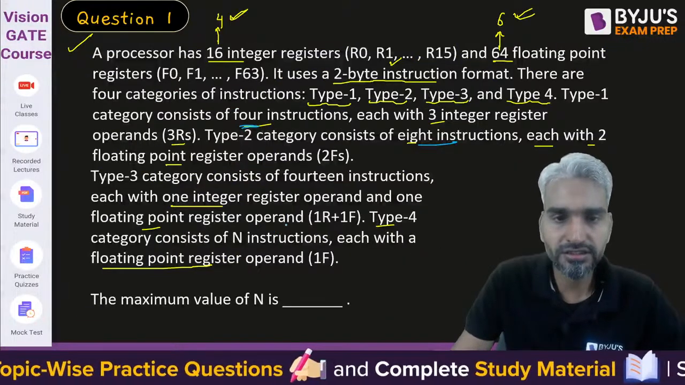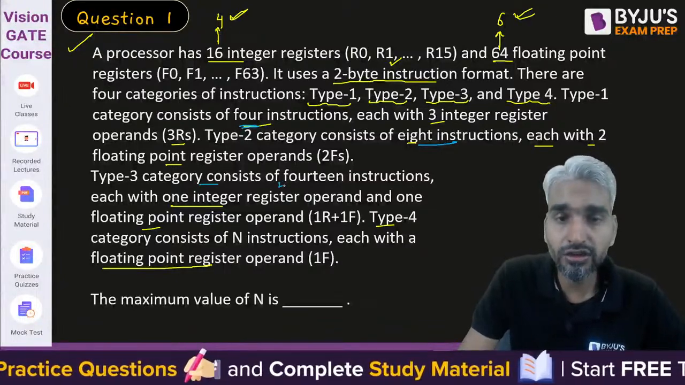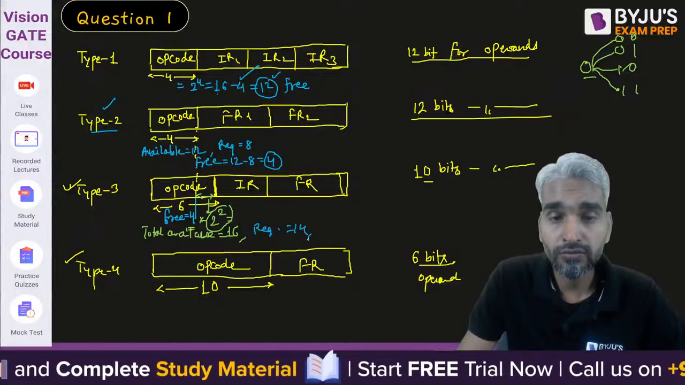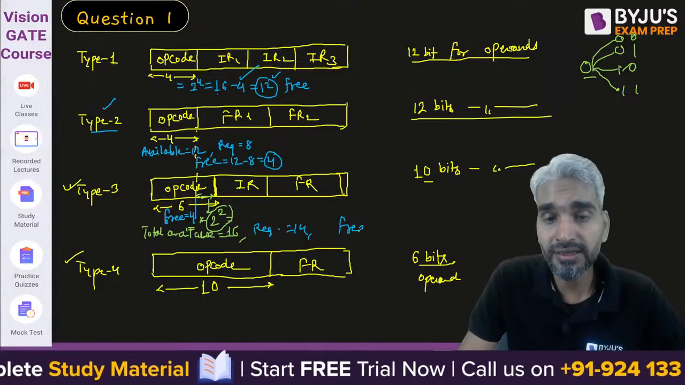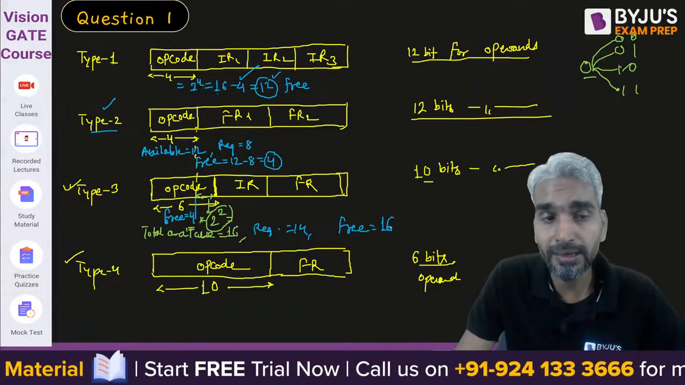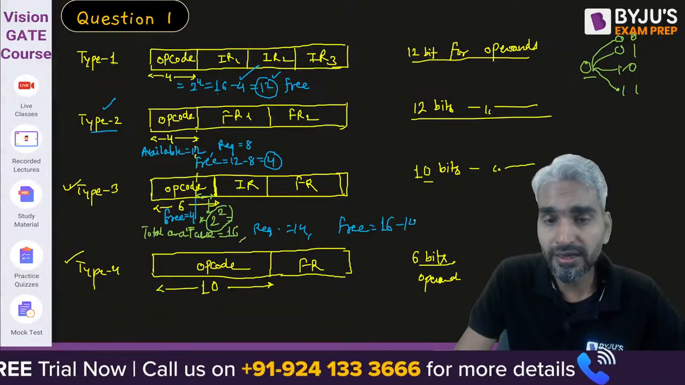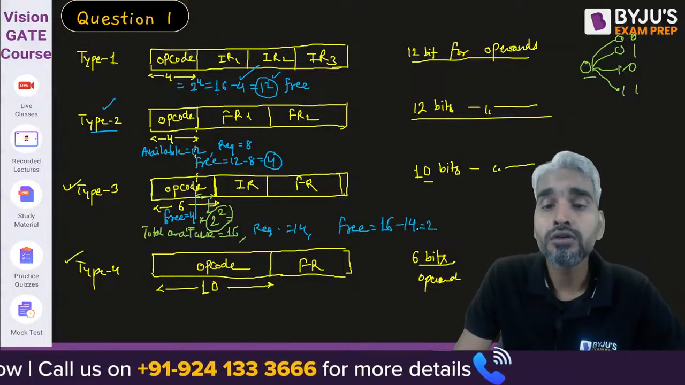How many type 3 instructions? The type 3 category consists of 14 instructions, so we require 14. Therefore, how many will be free? Overall, 16 type 3 instructions could be formulated. Out of them, 14 are required, so you will be left with 2 free combinations.